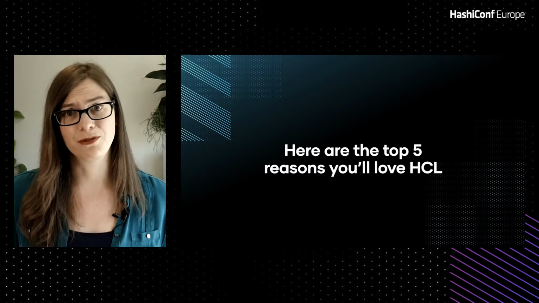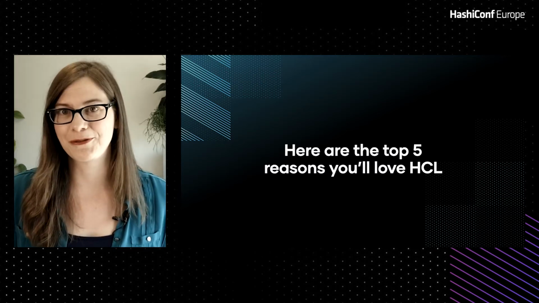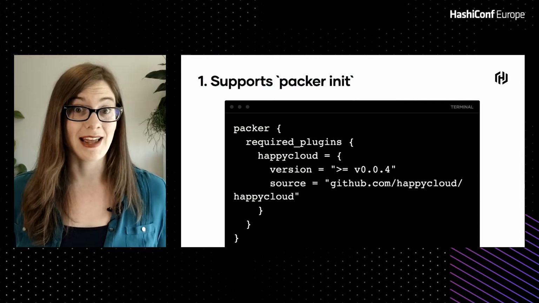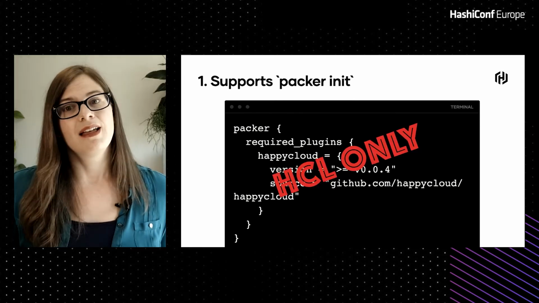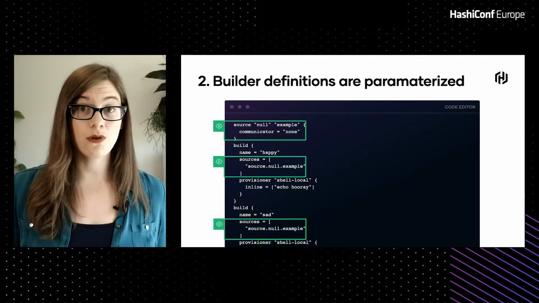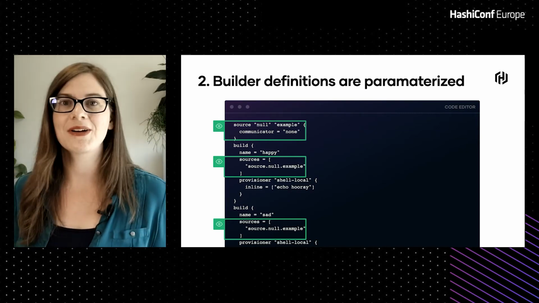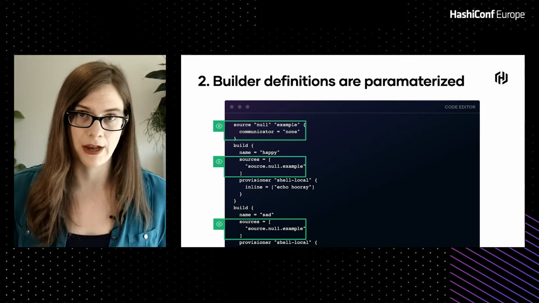So let me walk you through a couple of reasons why I think you're going to love HCL templates in an effort to entice you to upgrade before Packer 2.0. The first is that the HCL format supports Packer init and the associated required plugins block, whereas the JSON templates don't. Second, HCL2 templates parameterize builder configuration in a way that allows you to reuse builder configurations across multiple builds. What this means is that you can store a build's configuration across multiple different files, and that allows you to reorganize and reuse Packer templates in a way that really works for you and your particular organization's use of Packer.